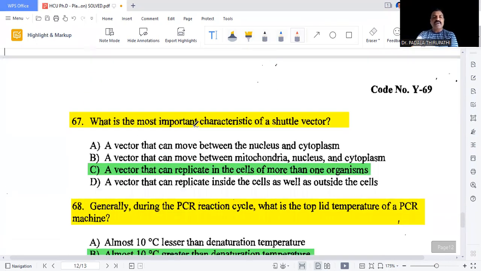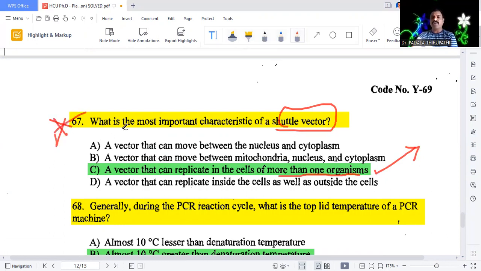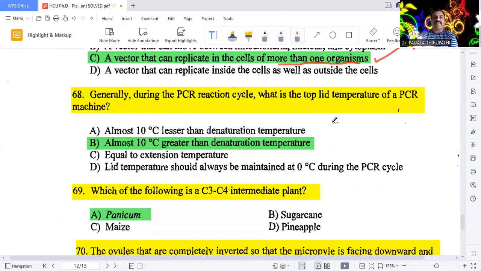Then 67. What is the most important characteristic of the shuttle vector? Shuttle vectors can replicate in the cells of more than one organism. Okay, very, very important: more than one organism. They can replicate in more than one organism. We can call this type of vector a shuttle vector.